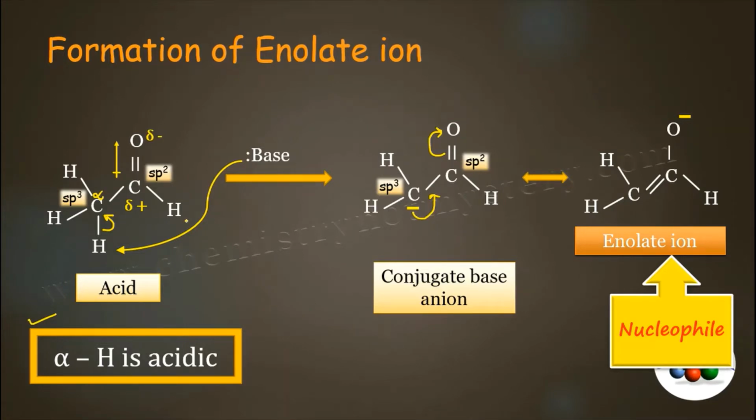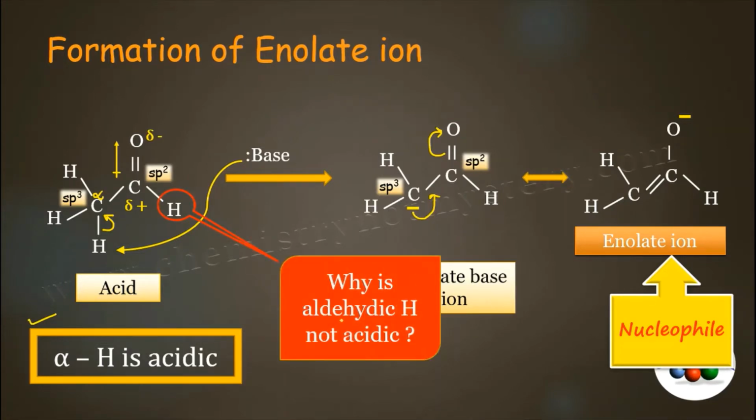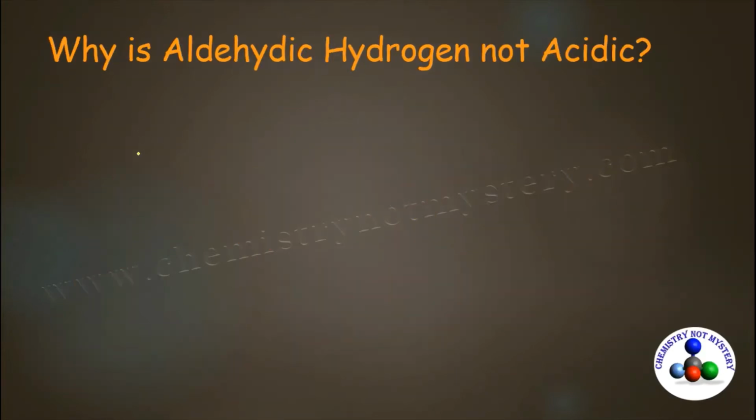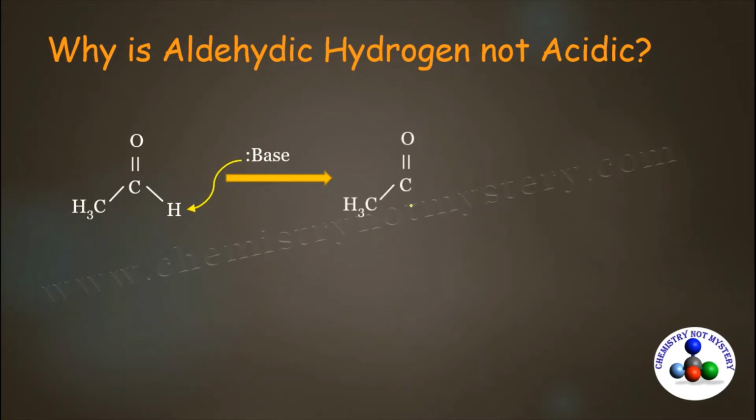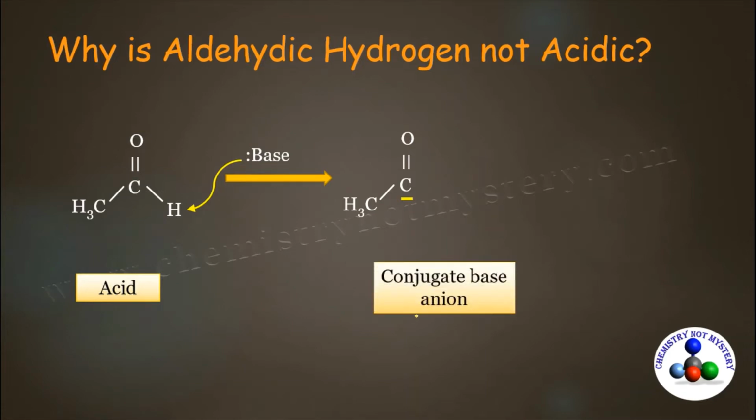So you might wonder here why this aldehydic hydrogen is not acidic. So let's see why aldehydic hydrogen is not acidic. If base abstracts this hydrogen from aldehyde, negative charge will develop over the carbonyl carbon. So here aldehyde will act as an acid while the formed anion will be the conjugate base anion. The more stable the conjugate base anion, the stronger will be the acid. So let's see whether this conjugate base anion is stabilized by any effect.